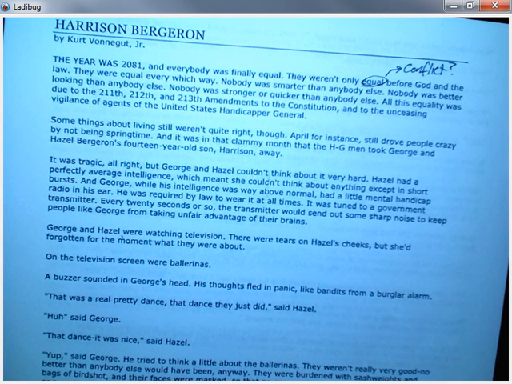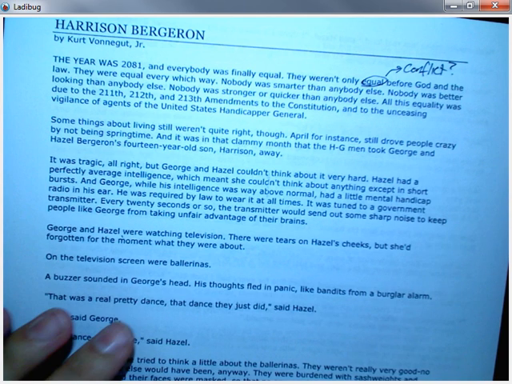Nobody was smarter than anybody else. Nobody was better looking than anybody else. Nobody was stronger or quicker than anybody else. All this equality was due to the 211th, 212th, and 213th Amendments to the Constitution, and to the unceasing vigilance of agents of the United States Handicapper General.